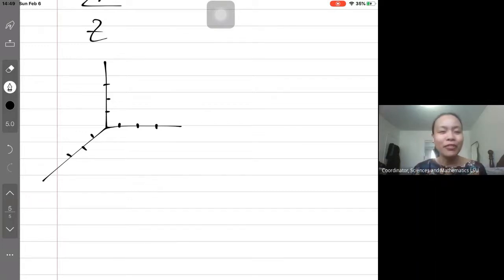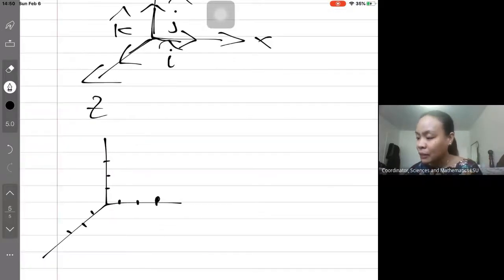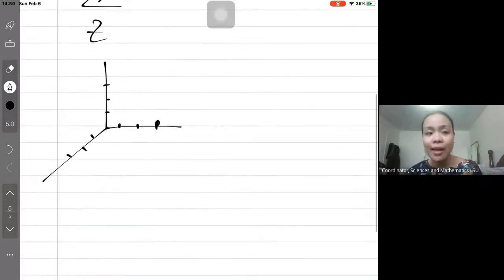So we have 3i hat. 3i hat would be along the x-axis. So 1, 2, 3, we have our dot here. And the j hat is 0, so that means the y coordinate is 0. So from the origin up to 3, that would be our vector A.